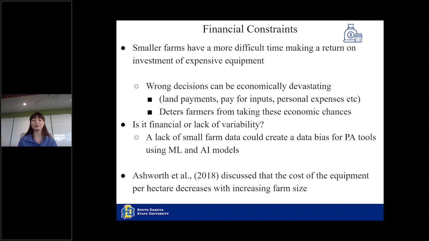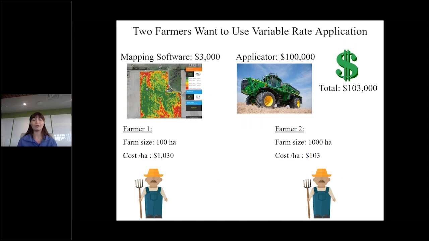Additionally, Ashworth 2018 discussed the cost of equipment per hectare and how that decreases with increasing farm size. And so I have a small brief example to kind of illustrate that because I thought that was a really good point. So for example, we have 2 farmers and they want to use variable rate application. They've heard that it would be really good on their field because they both have variability. So farmer 1 has a farm size of 100 hectares and farmer 2 has a farm size of 1,000 hectares.